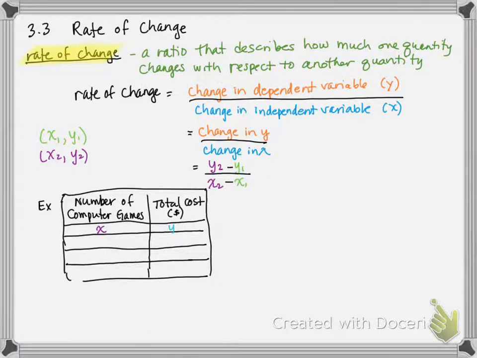Let's say I choose 2 games, 4 games, and 6 games. It turns out that the cost of 2 games is 78, 4 games is 156, and 6 games is 234. So what we want to do is check the rate of change for each of these.